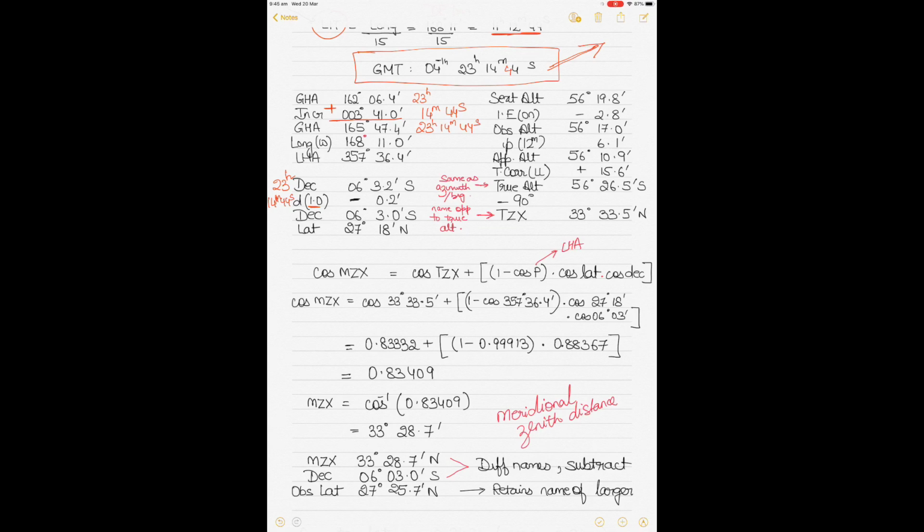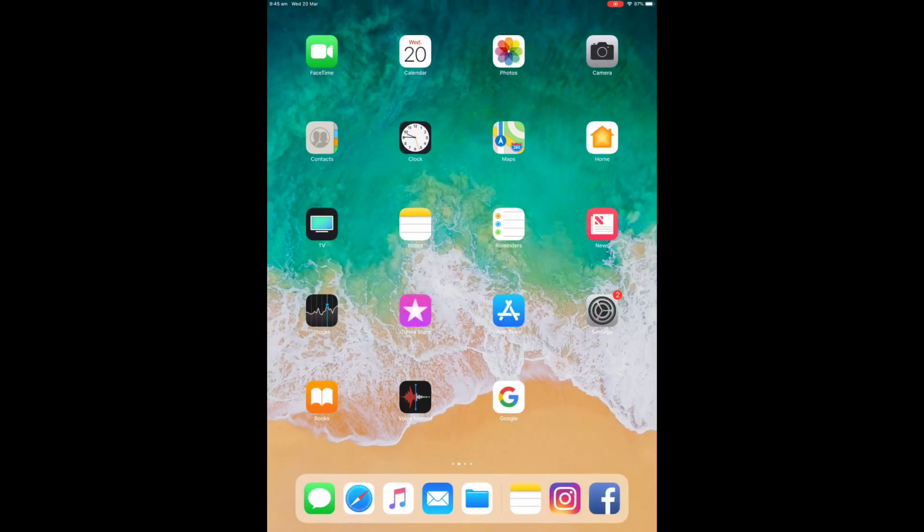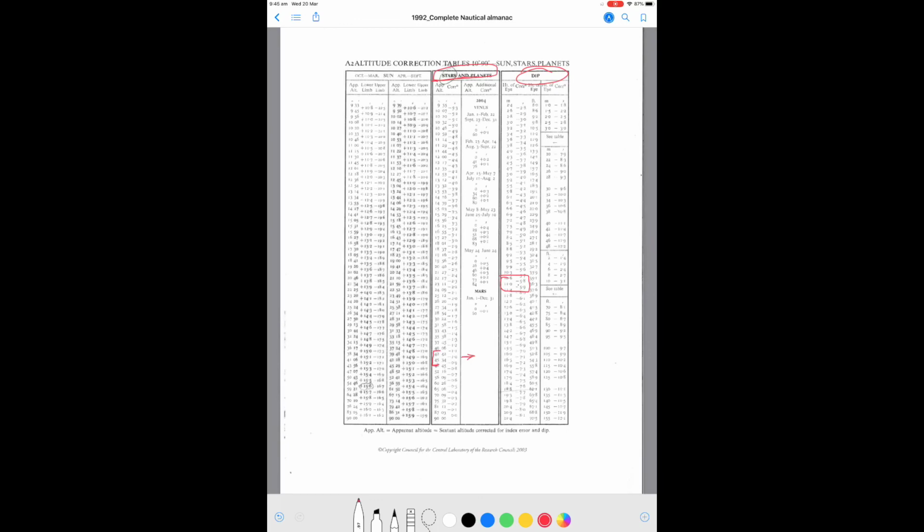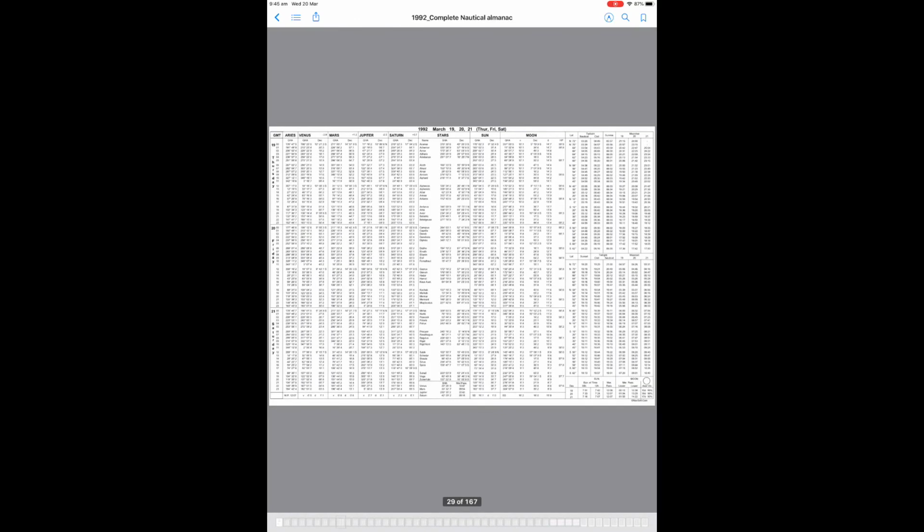Alright, so let's get into the almanac for 4th of March. So I'll get into the almanac for 4th of March here. So this is what it looks like. This is a 1992 almanac. It doesn't matter what almanac you're using, the process is the same.